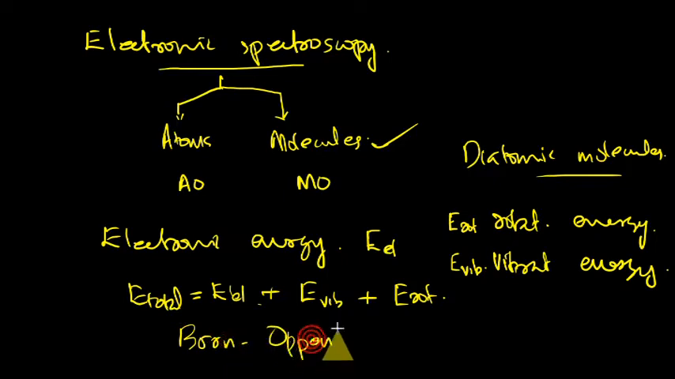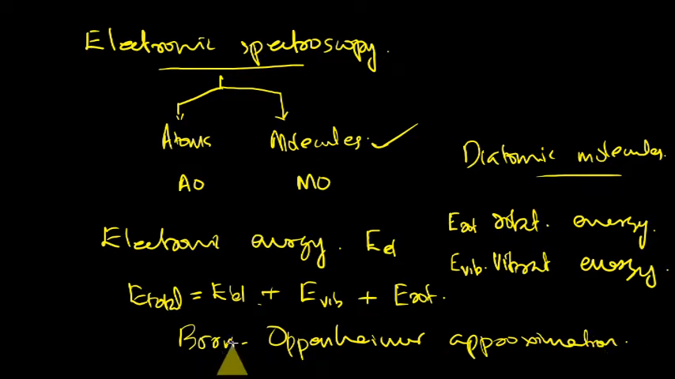Born-Oppenheimer approximation. Max Born was a student and then became professor at the University of Göttingen in Germany, and Oppenheimer was his student. This Born-Oppenheimer approximation is very famous in quantum mechanics, and it makes many calculations very easy. So we are taking this approximation as well.